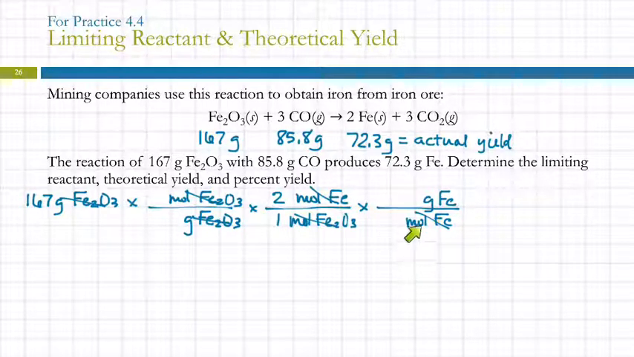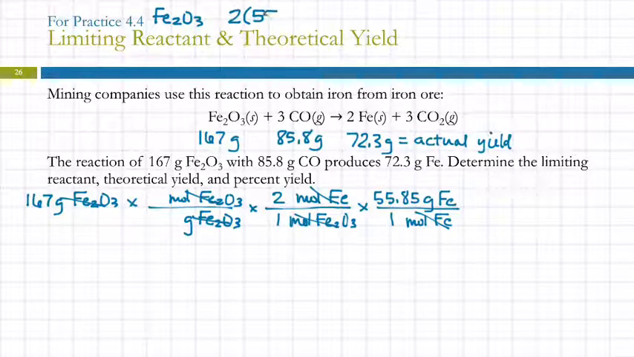This last one is easy. Because iron is an element, I believe that's 55.85 grams per mole. So I just find that one on the periodic table. This one I do have to calculate, so I'm going to do that up here. Fe2O3. So I've got 2 times the mass of iron plus 3 times the mass of oxygen.